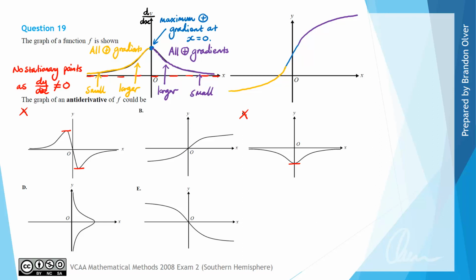And the only one of those graphs that it could possibly be is option B. So this describes that we have small positive gradients getting bigger and bigger and bigger, and then the gradients remain positive and get smaller as x goes towards infinity. So option B is a graph that the antiderivative of f could be.